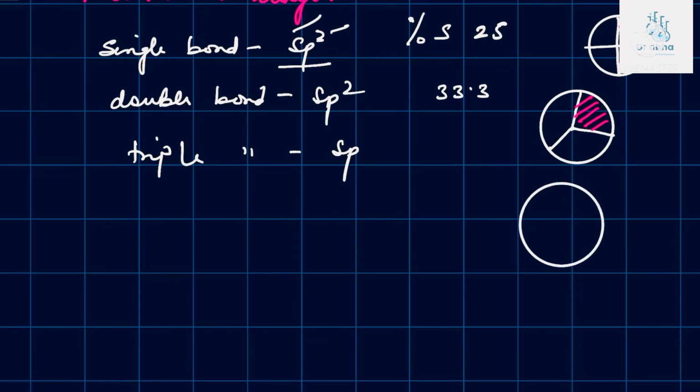And in the third one, if it is sp, so s character क्या है, ये आपका ये सारा s character है, ठीक है. So 50% s है, 50% p है, एक पोर्शन s का है, एक पोर्शन p का है. So it is going to be 50%.